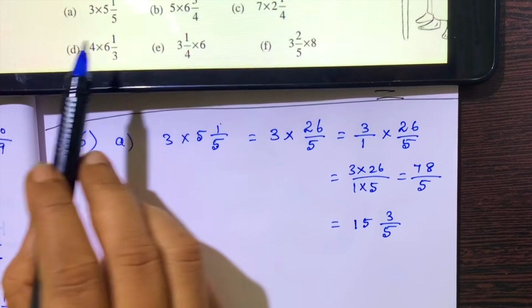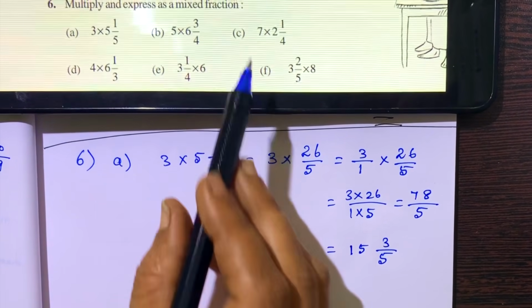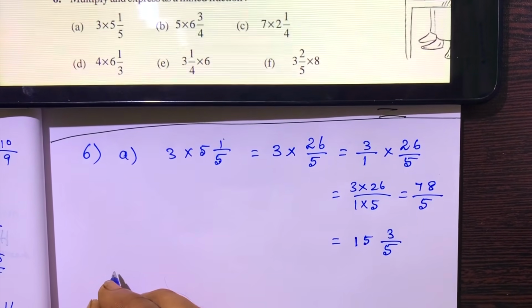You can do it in the same method. All the sums are in the same method only. So I will do two more sums for you.